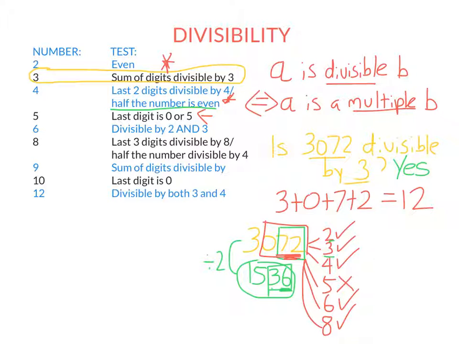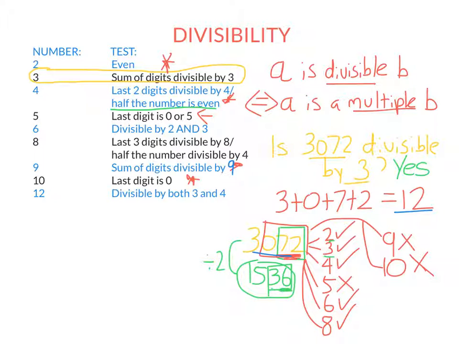All right, let's look at the number 9. The test for number 9 is here. I apologize, it wasn't written correctly. It should say the sum of the digits is divisible by 9. So we know the sum of the digits of this number is 12. 12 is not divisible by 9, so this number is not divisible by 9. If you did 3,072 divided by 9, you would not get a whole number. So is this number divisible by 10? The test for 10 is easy, just if its last digit is 0. Clearly, here the last digit is 2, so it's not divisible by 10.